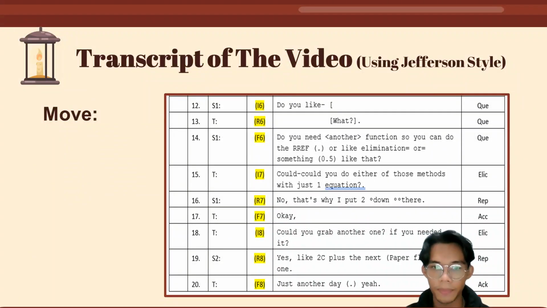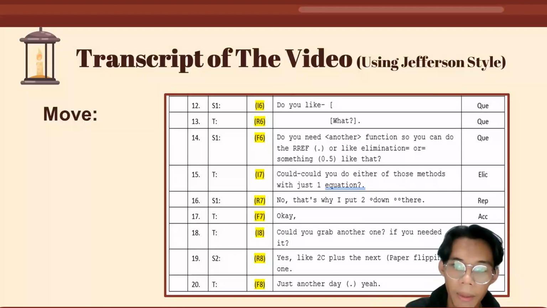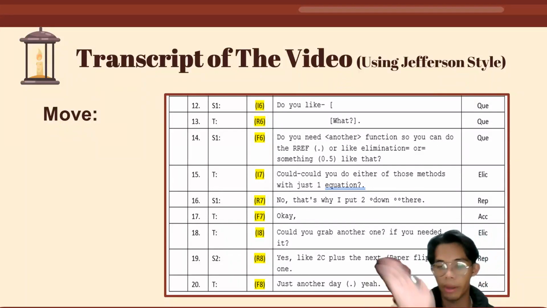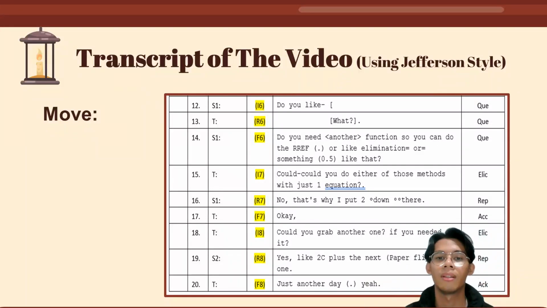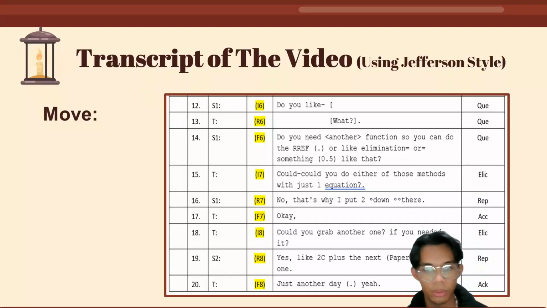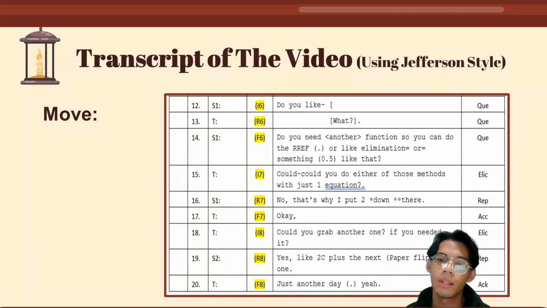Right. As you can see, the I6, like the students ask, "Do you like?" And then the teacher just overlapping. So that is the symbol of overlapping, the square bracket. "What?" Then the student follow up. The follow up by, do you need another function so you can do the ref or like elimination or something like that? Nah, that's the follow up.